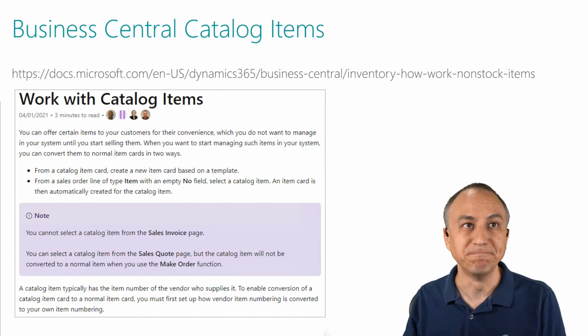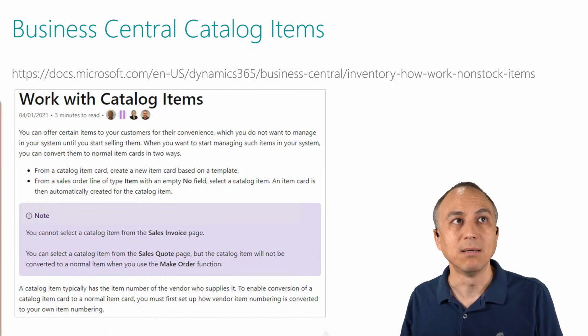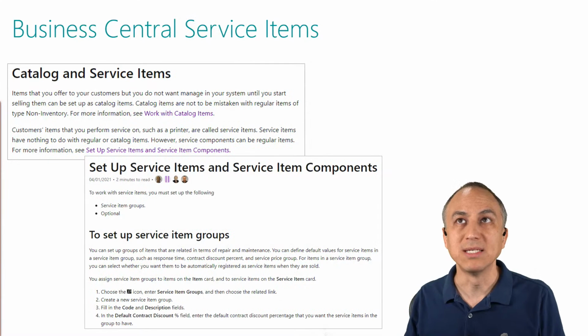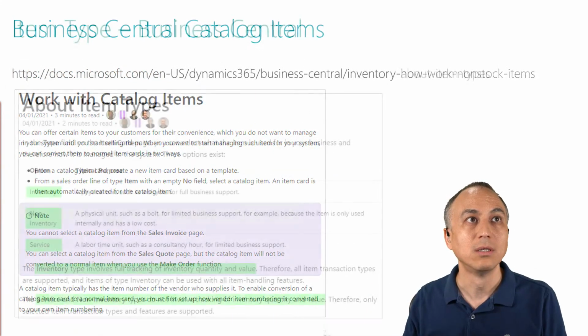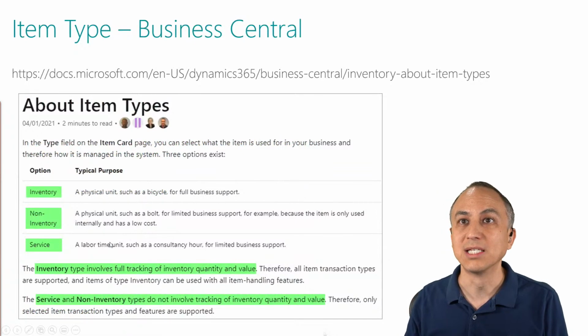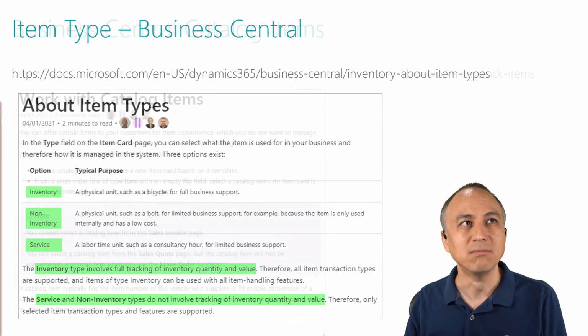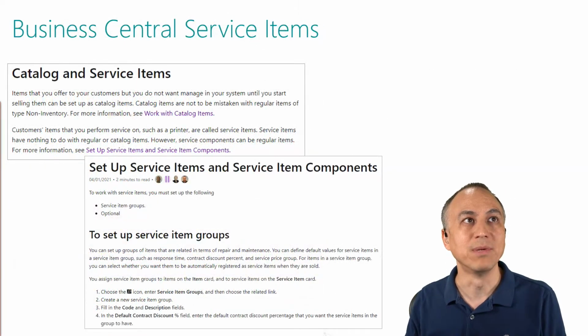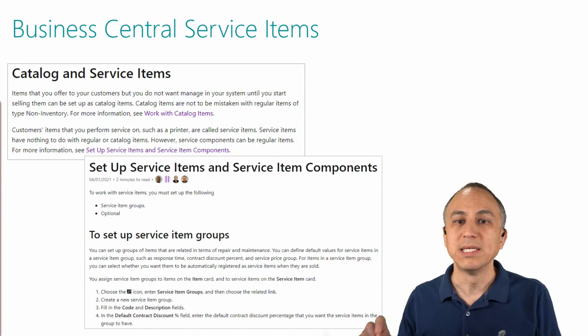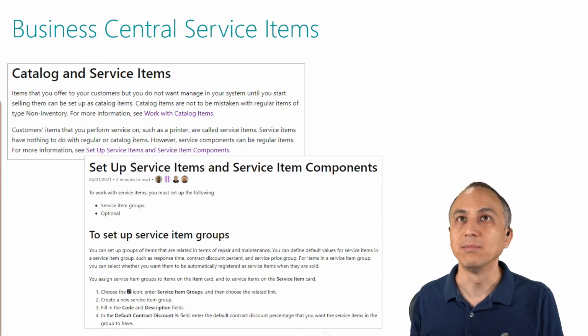So kind of neat. Next up, we have Business Central service items. And if we go back a few, this was this third item, a labor time unit such as consultancy hour for limited business support. It's kind of a vague phrase, don't know what that means, but let's see here. So Business Central service items.